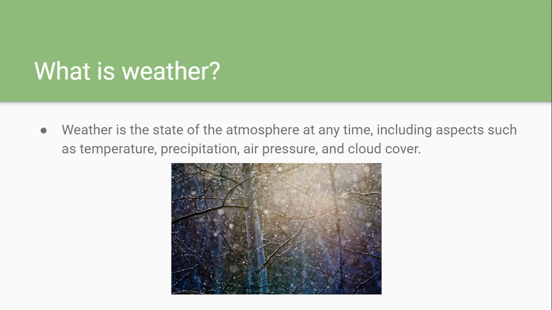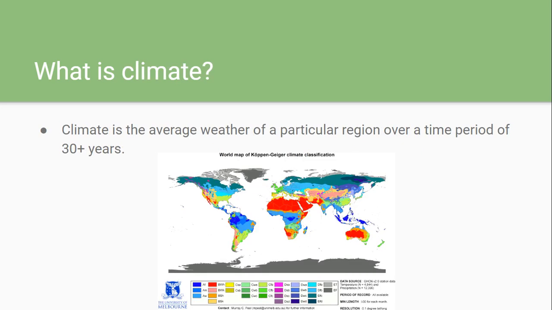This is different when we talk about climate. Climate is the average weather of a particular region over a time period of 30 plus years. So when we're talking about climate, we're not talking about what happens in a single day, but what it is typically like in this area during this time or during a year. So when I'm talking about the climate for Methuen, say in May, we would normally be seeing a warmer temperature with occasional rain.